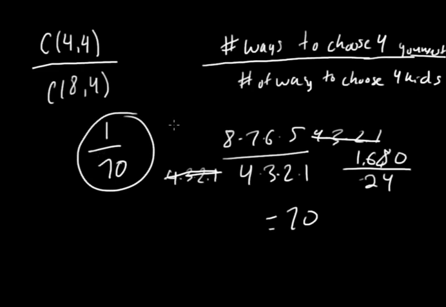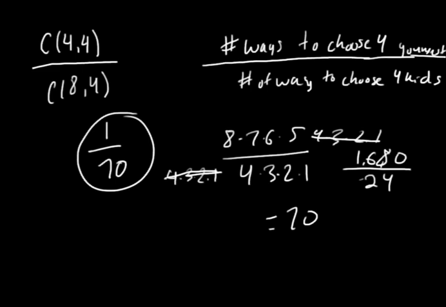So right there is our answer. The number of ways to choose 4 kids is C of 8 4, which is 70, and the number of ways to choose 4 kids from the youngest 4 kids, well, there's only one way to do that. That's 1 over 70. So the probability that the four youngest kids are given tickets is 1 over 70. Okay, now that was the combination way to do it.